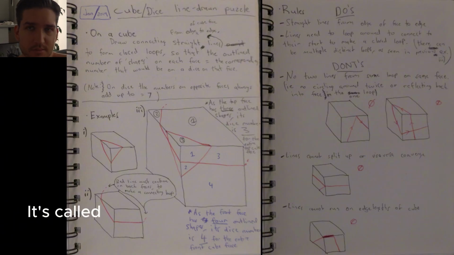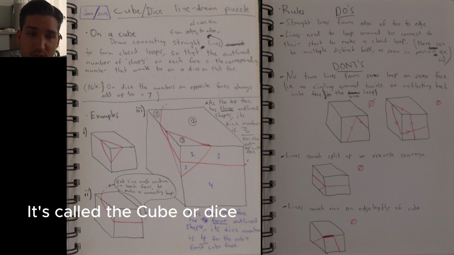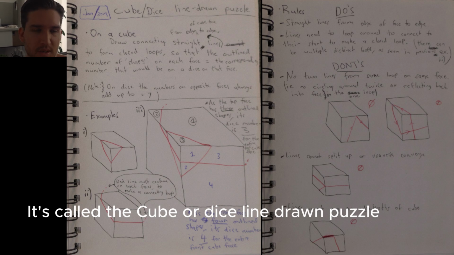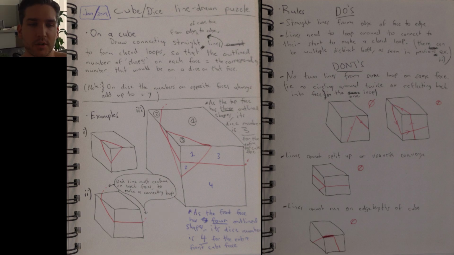Called the Cube or Dice Line Drawn Puzzle from January 2019. On a cube, draw connecting straight lines from edge of cube face to edge to form closed loops, so that the outlined number of shapes on each face equals the corresponding number that would be on a dice on that face. Note, on dice the numbers on opposite faces always add up to 7.